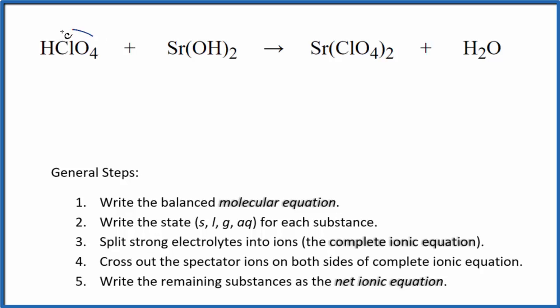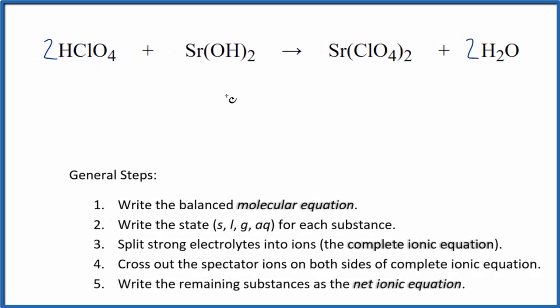So I can see I have one perchlorate ion here, and over here I have two perchlorate ions. So I'm going to put a 2 in front of the HClO4. At this point, I can see I have 2 hydrogens plus 2 hydrogens, so I have 4 hydrogens in the reactants, only 2 on the products. If I put a 2 here, that balances the hydrogens. And then I have 2 oxygens here, and then the 2 oxygens here. And the perchlorate ion, that's already balanced. This is the balanced molecular equation.